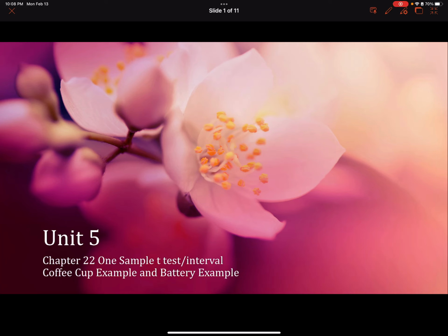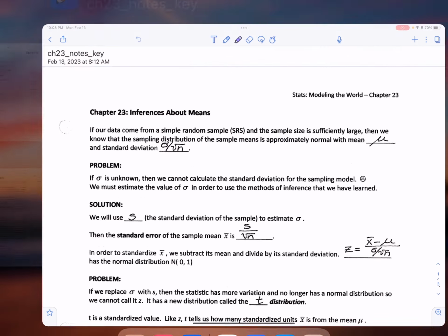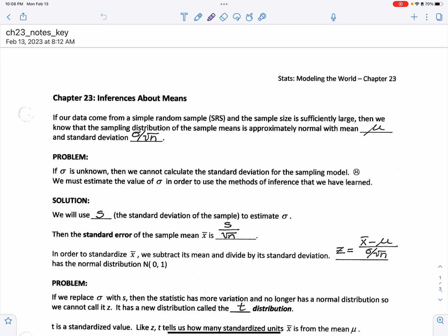Okay, Unit 5, Chapter 22, one sample t-test and one sample t-interval. At the end, I'm going to do the example that's in your notes, which is the coffee cup example and the battery example.